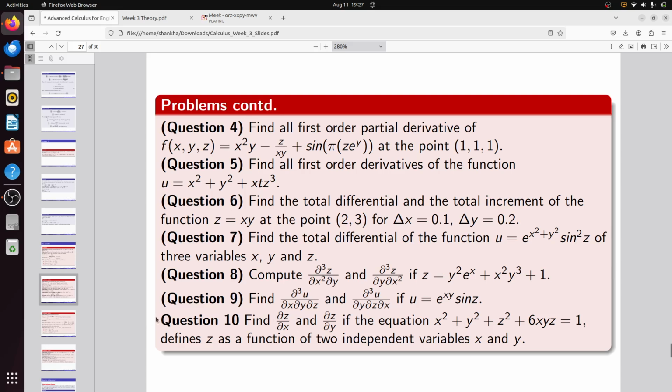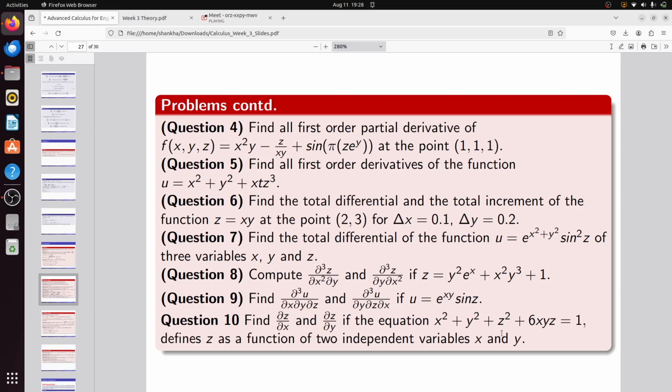Are you trying, Disha? Just try. Del z del x and del z del y. This equation is x square plus y square plus z square plus 6yz equal to 1. You take the derivative, so this will be 2x plus 0 plus 2z del z del x plus 6yz plus 6xy del z del x, and then you can write del z del x in terms of x, y, comma, z, right? So that is how we can determine del z del x and del z del y. You got it?